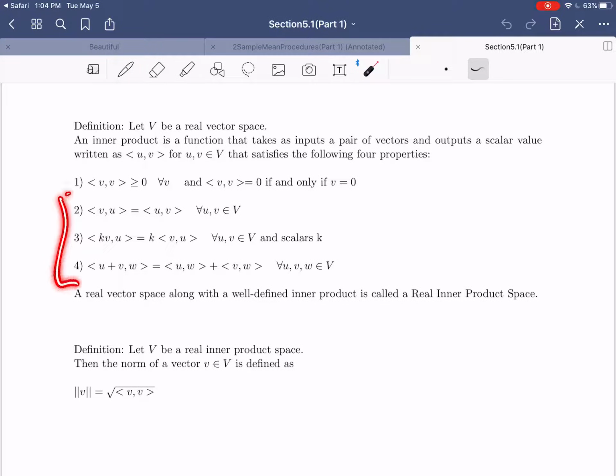All right, the other properties are a little bit simpler. First, the inner product of v and u is the same as the inner product of u and v. So in other words, inner products must be commutative. So this is just a commutative property here.